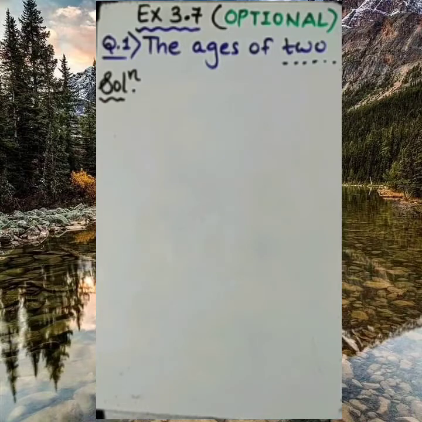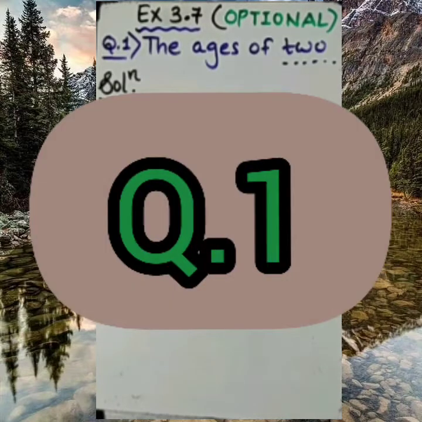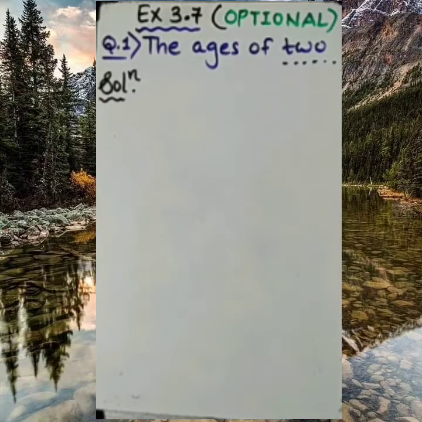So here, my dear students, is exercise 3.7, an optional exercise which is quite tricky. All of you know very well that the students who have practiced from exercise 3.1 till exercise 3.6 will be able to understand this optional exercise nicely, because all the questions in this exercise are a little bit trickier than what you have done in the previous exercises of this chapter number 3, a pair of linear equations.